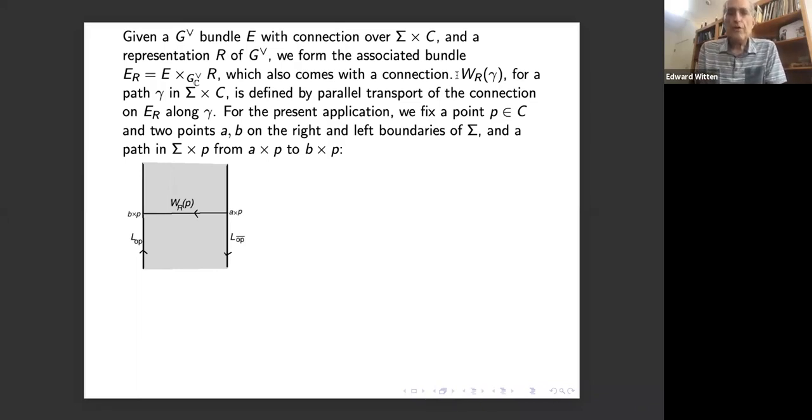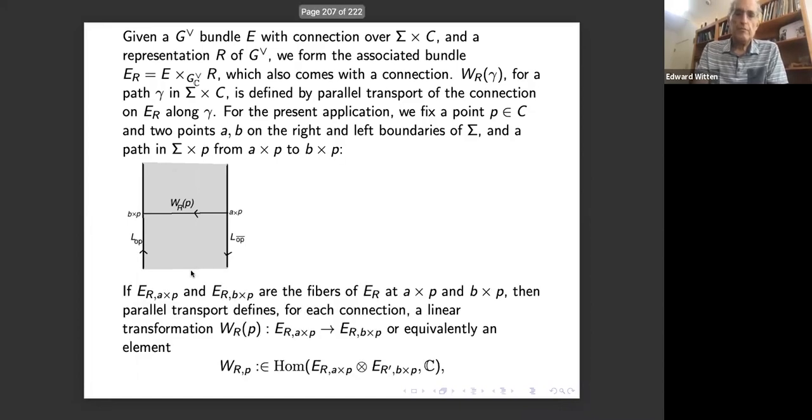But for our present application, we pick a point P in C and 2 points A and B on the left and right boundaries, and we take a path in sigma times P from A times P to B times P. And then I introduce the fibers of E sub R at A times P and B times P. I'm calling them E sub R comma A times P, or the same thing with B times P. And parallel transport defines a linear transformation from the fiber of the bundle at this point to the fiber of the same bundle at this point.